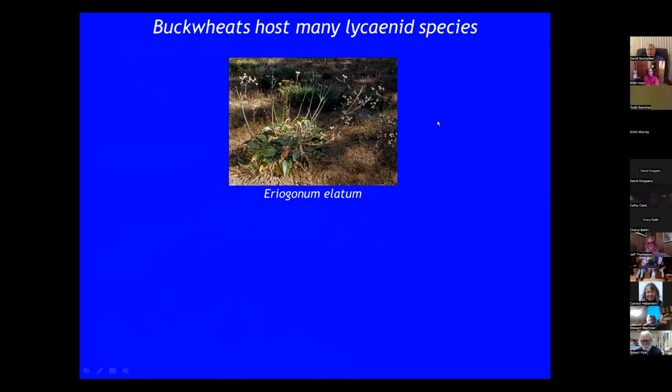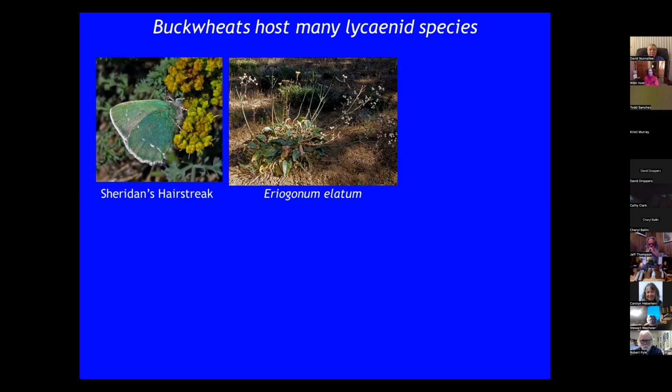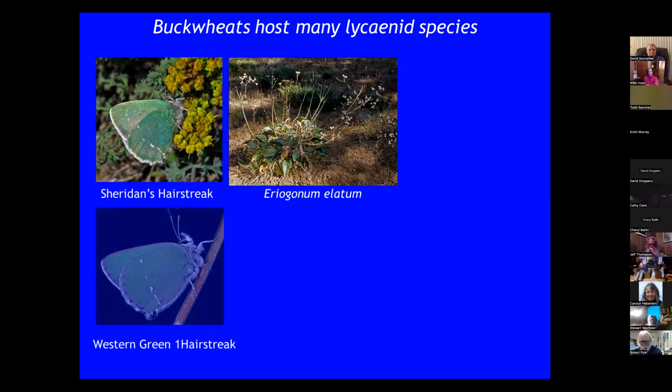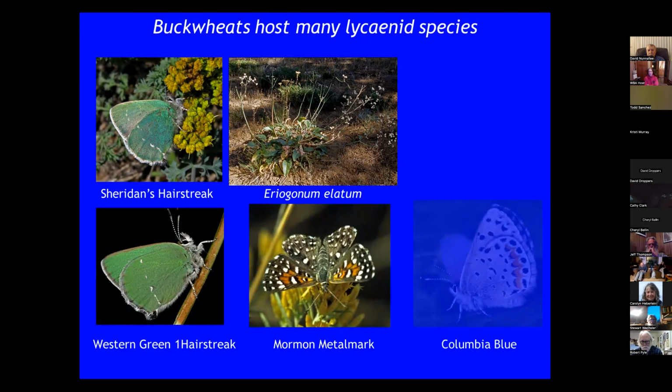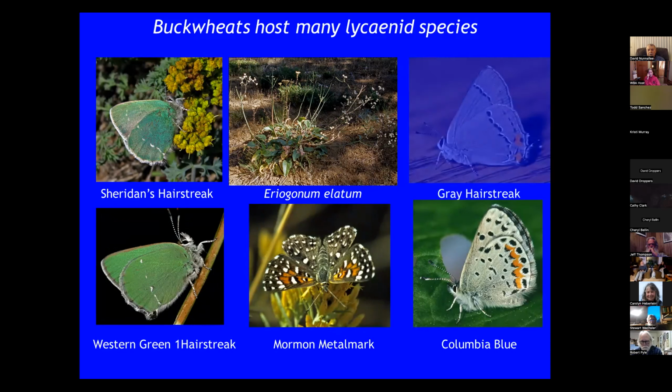Some plants host a number of butterflies, and among the buckwheats, Eriogonum elatum, the tall buckwheat, is certainly one of those. And tall buckwheat hosts all of these butterflies: Sheridan's hairstreak, Western green hairstreak, Mormon metalmark, Columbia blue, and the gray hairstreak. These are all species which spend their life history with the larvae feeding on this buckwheat, or some of them also use other plants, but all of these certainly use elatum, one of our most common buckwheats.